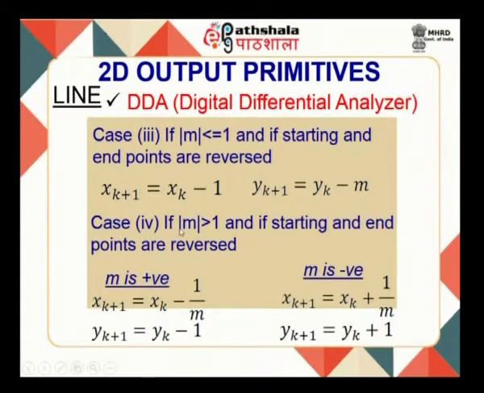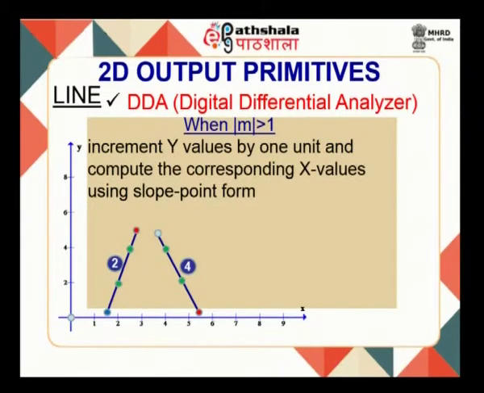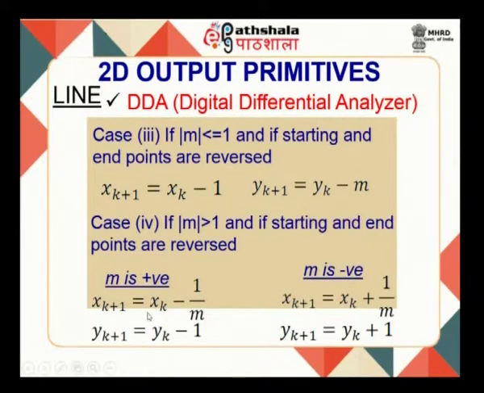And case 4, if mod m is greater than 1 and if starting and end points are reversed. So, what happens actually is imagine line types 2 and 4, whose slopes are greater than 1. Now, these equations say that for m positive case, because the end points are reversed, both x and y values get reduced, by 1 by m for x and 1 for y.